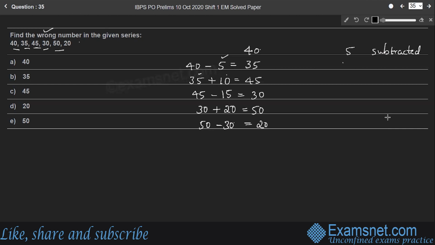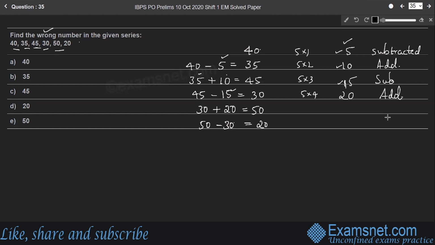In the next case, 10 is added. In the third case, 15 is subtracted. And in the next case, 20 is added. So look at the numbers. In the first case, 5 and 10 are added. In the next case, 15 is subtracted and 20. So these numbers are multiples of 5: 5 into 1, 5 into 2, 5 into 3, and 5 into 4.